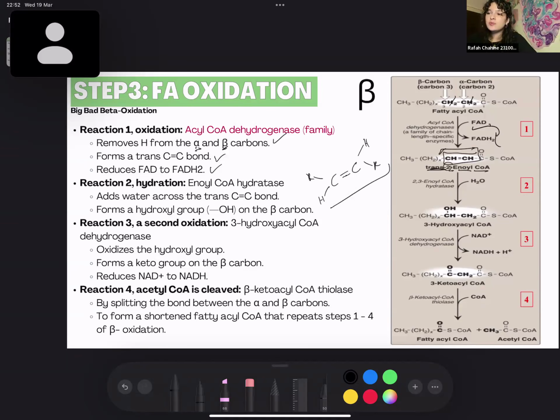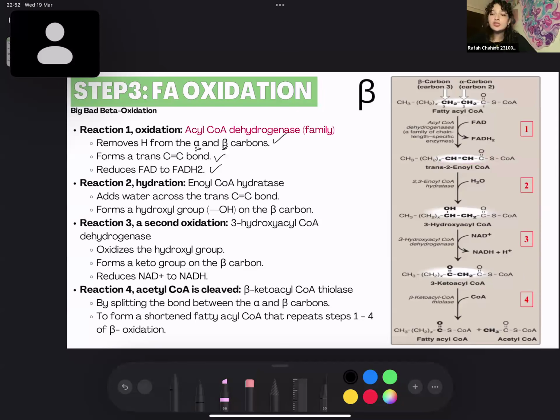2 because it's in between carbon 2 and carbon number 3. Enoyl because this entire thing is an enol group. And again, what an enol group is when we have a carbonyl carbon that is bound to 2 double bonded carbons. This is an enol group. So this is what makes trans-2-enoyl-CoA.